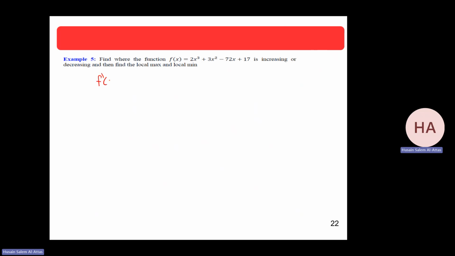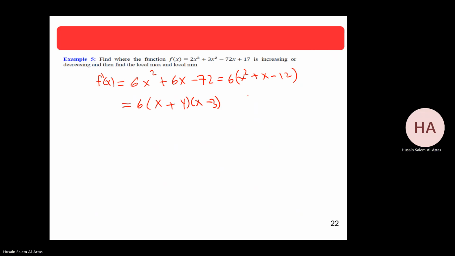Okay. Another example, which I think is easier. F prime, since it's just a polynomial, just needs calculation. I have 6x squared plus 6x minus 72. I have 6 as a common factor, so I have x squared plus x minus 12. That will be 6 times x plus 4 times x minus 3. Set it equal to 0. So I have critical numbers x equals minus 4 and x equals 3.